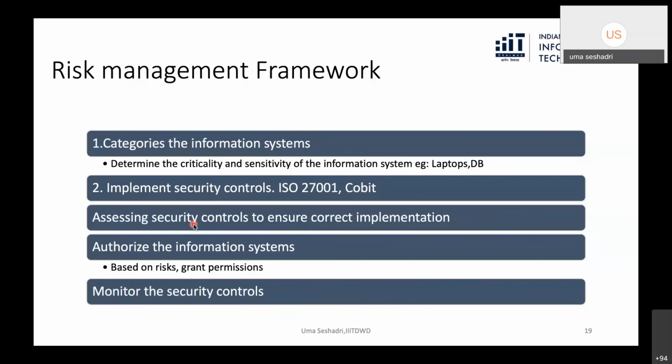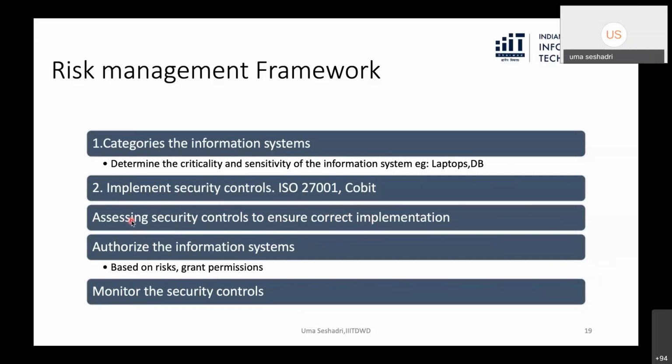Maybe once a week or once a month, depending on the type of organization and the sensitive data you have, you have to assess these security controls and ensure that all the information is in a safe position, outside the risk in the organization. First, whether they are implemented correctly. Second, even though you have implemented them correctly, whether they are minimizing the risk exposure or not. Both you have to ensure. So assessment is very important.